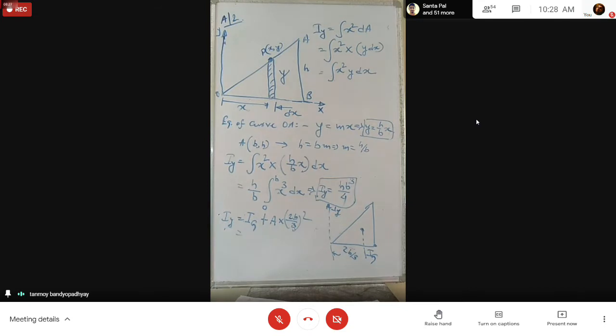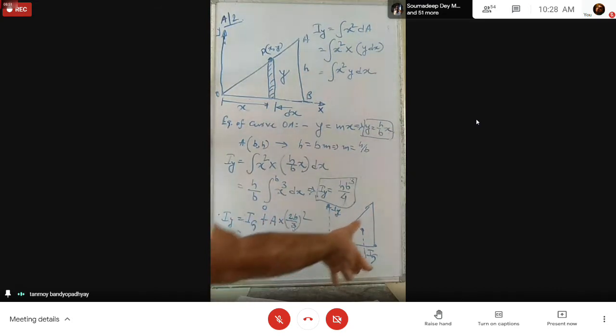So problem number A5, I hope you can do it by yourselves. A5 we did last day. So you have to apply it about the points A and B. So at the points A and B, initially for a semicircle we have calculated the moment of inertia. This you have calculated using bh cube by 36.